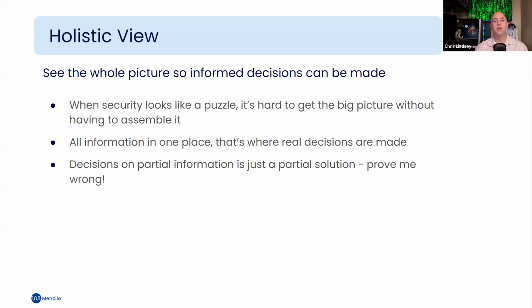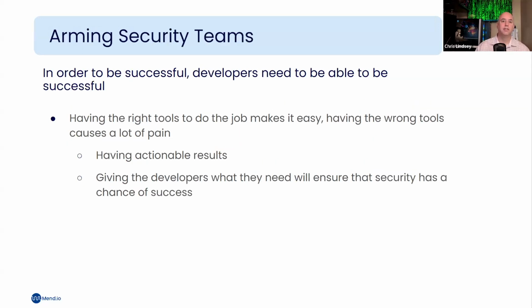If you don't have all this information together, you're going to spend hours and days trying to identify and then go from there. And decisions on partial information is just a partial solution. Prove me wrong. If you don't have all the facts, can you make a good decision? You'll make a good educated decision, but can you make an accurate decision? Arming your security teams is important. So in order to be successful, developers need to be successful, right? When they're being successful and they know they're doing well from a security standpoint and everything's humming along, they do so much better. Having the right tools for the job makes it easy, right? You're not going to go take a wrench and put on a new roof.